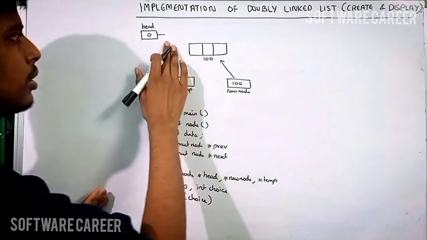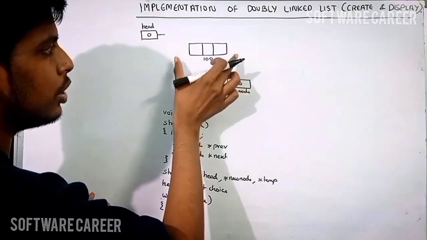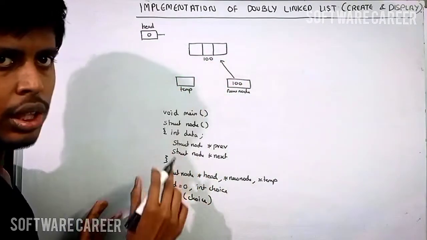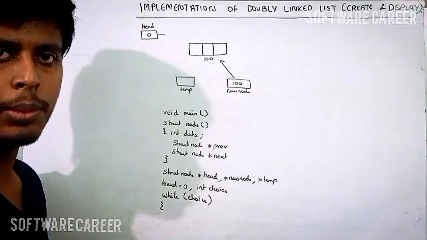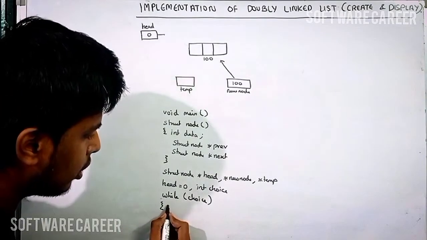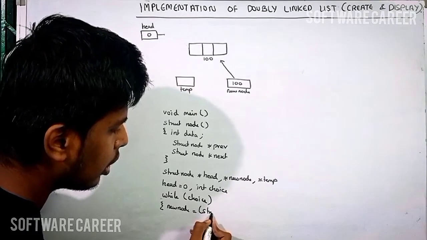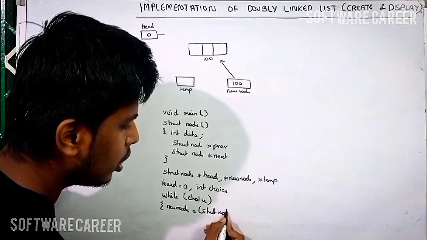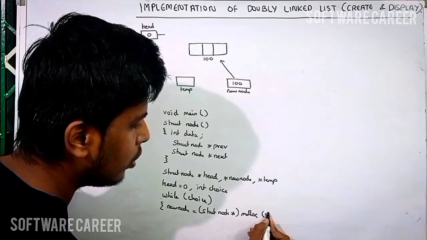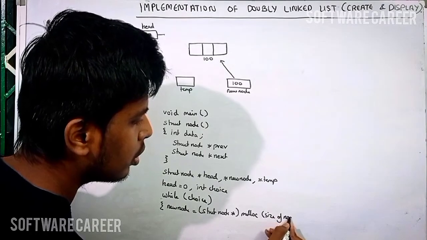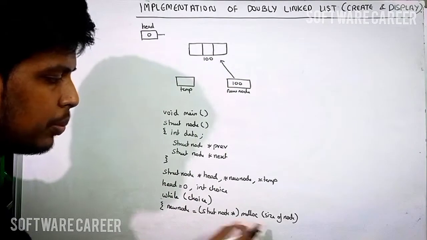Now see, the first thing is the doubly linked list is empty. First, you have to create this new node. How do you create it? You can create this new node dynamically by using the malloc function. So see here, I am writing new node equals struct node star malloc size of node. Now see, this is the new node I have created dynamically by using the malloc function.